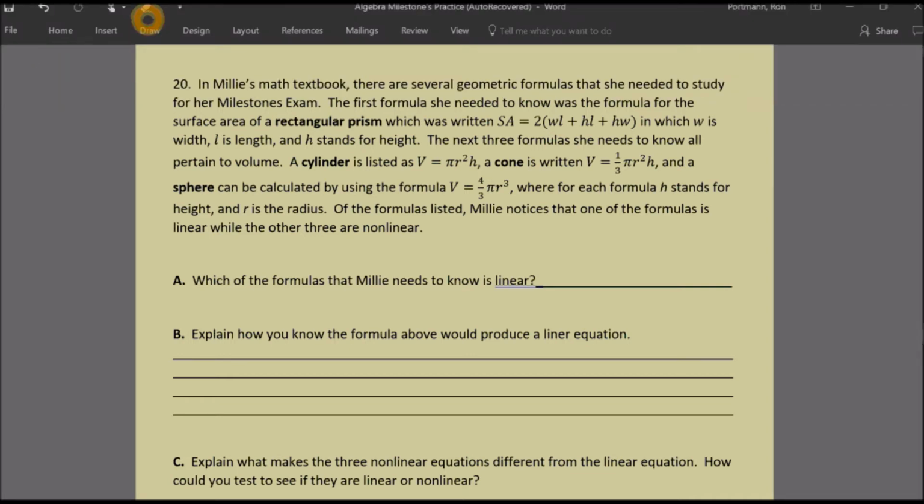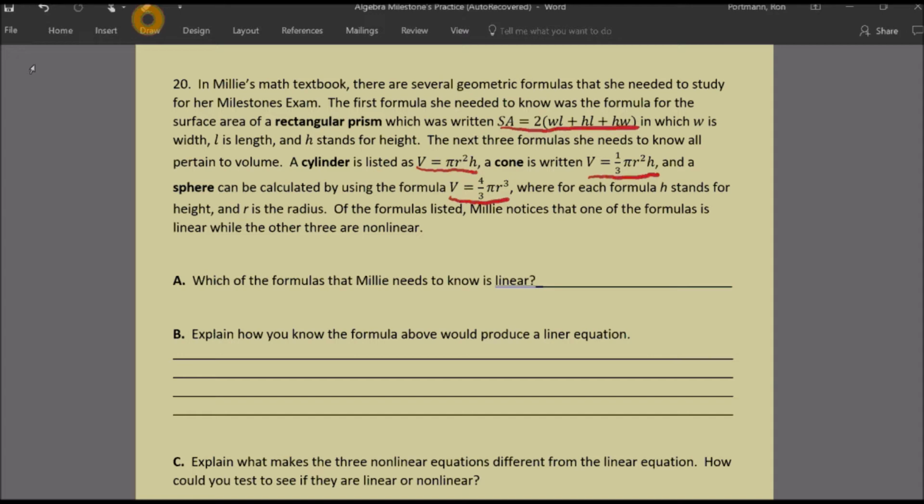The next three formulas she needed to know are cylinder, which we've talked about this year, pi r squared times the height, and then a cone, which is 1/3 pi r squared times the height, and then the volume of a sphere, which is 4/3 pi r cubed, where in each formula H stands for the height and R stands for the radius. Of the formulas listed, Millie noticed that one of the formulas could be linear while the other three are non-linear.